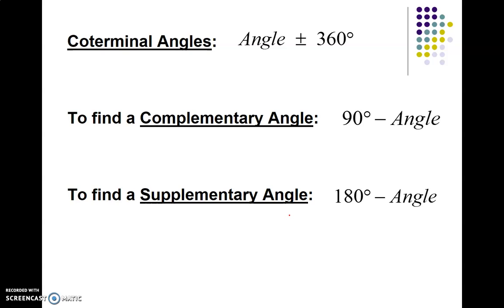To sum up, for coterminal angles, you are going to add and subtract 360 degrees. For a complementary angle, you are going to find the value of the angle and then subtract it from 90 degrees. And for supplementary, subtract it from 180 degrees.